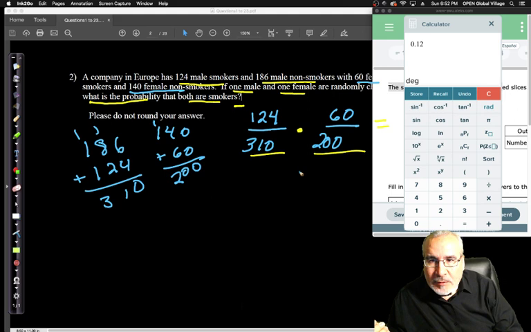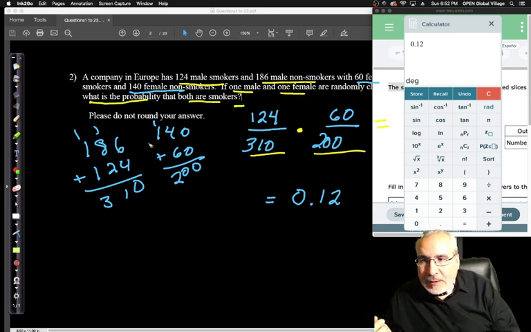So this becomes down here equal to 0.12. And they ask us not to round it, so do get the full amount of decimals there, 12%.